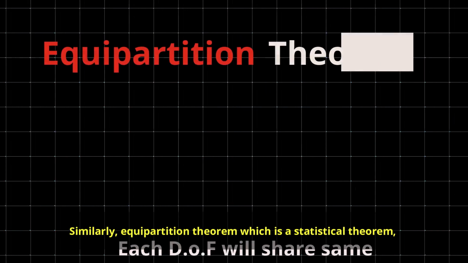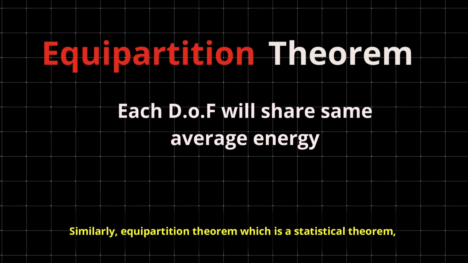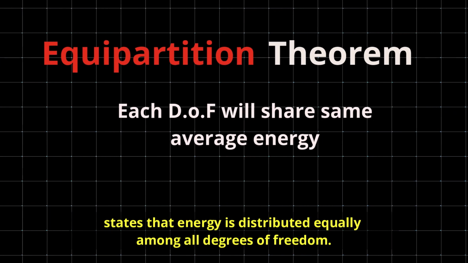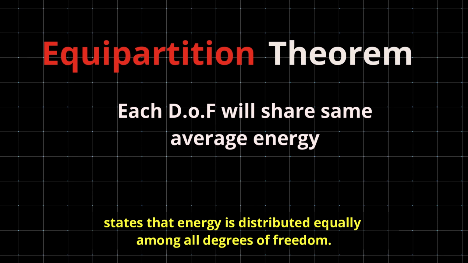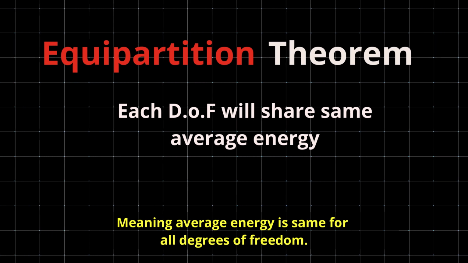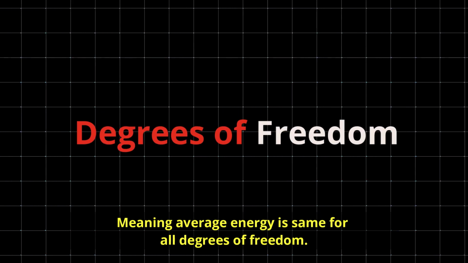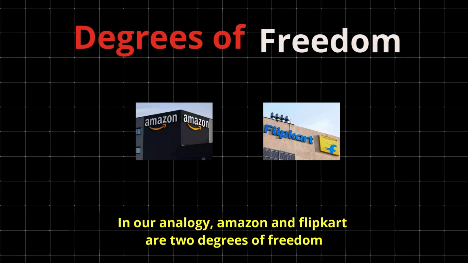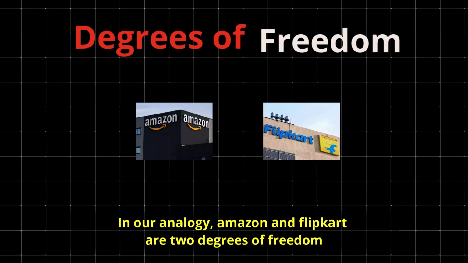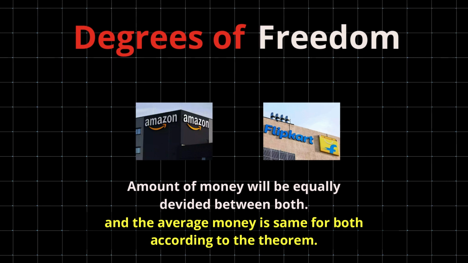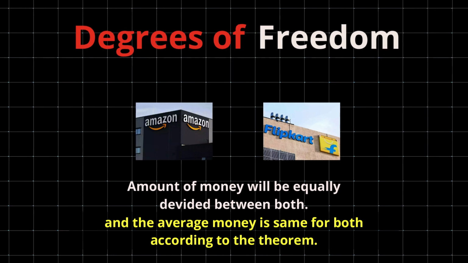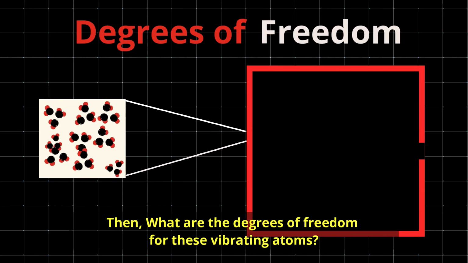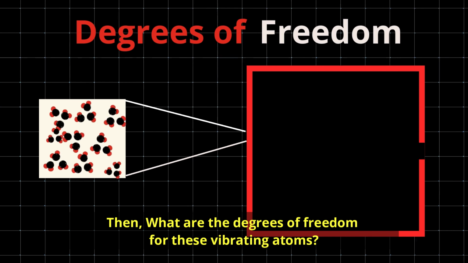Similarly, the equipartition theorem, which is also a statistical theorem, states that energy is distributed equally among all degrees of freedom, meaning average energy is the same for all degrees of freedom. In our analogy, Amazon and Flipkart are 2 degrees of freedom, and the average money is the same for both according to the theorem. Then what are the degrees of freedom for these vibrating atoms?